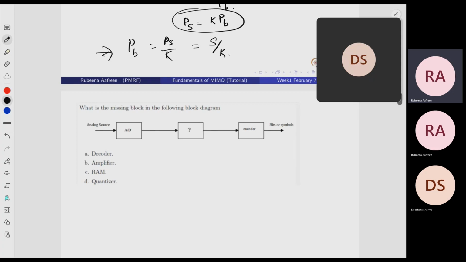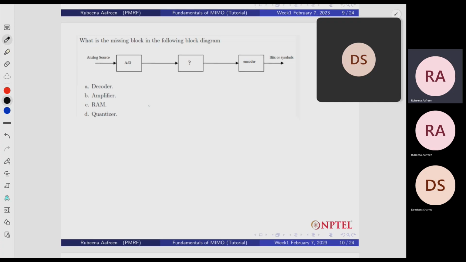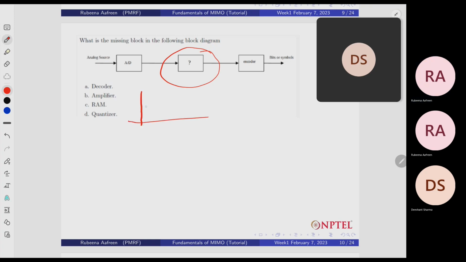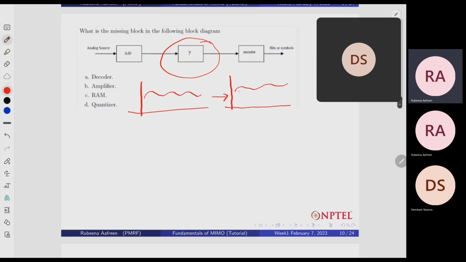Now this block diagram you see, this block diagram is for the source coder, as we have seen before also. So there is an analog source which is going to the A to D converter, and after that this block is there, and then the encoder. So what happens in source coding is that some analog waveform is there. After that it is sampled, that is, it is multiplied by a train of impulses.